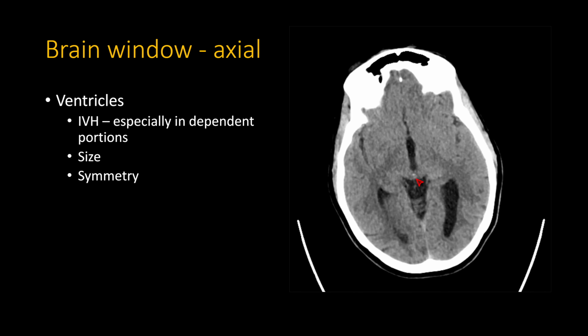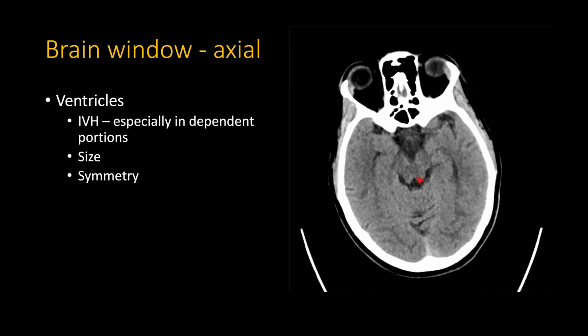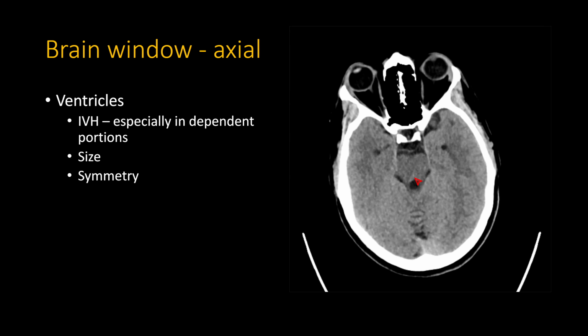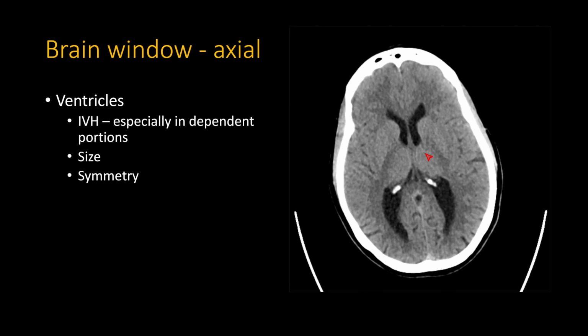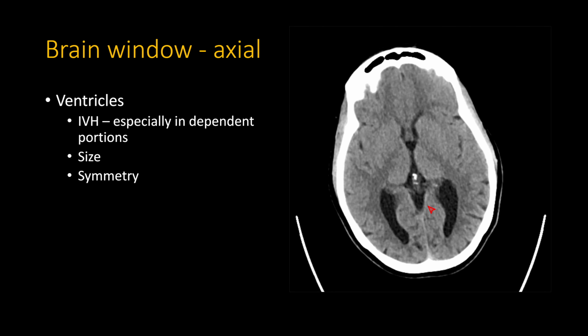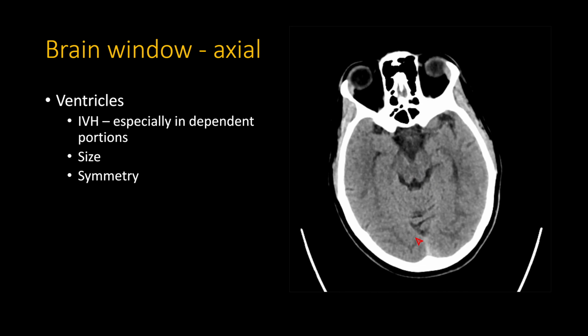Now, the aqueduct is pretty thin, especially if you only have thick sections, so you can't rely too much on whether it's effaced or not. But if you have a big mass around here and these supratentorial ventricles look very large, then you probably have aqueductal effacement and stenosis.